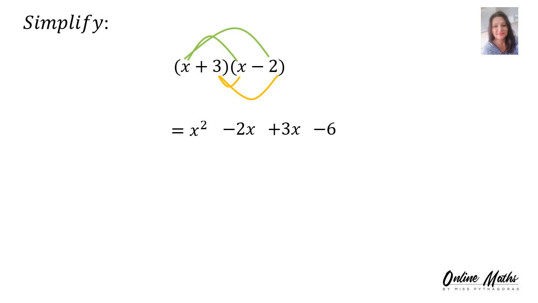And then again x squared we write down, but we can add the two like terms in the middle. Negative 2x plus 3x is just plus x, and minus 6 we write down.